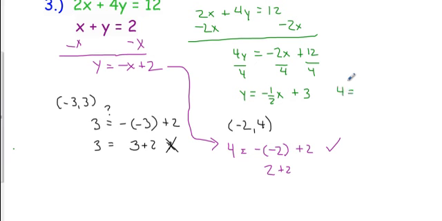Is that equal to negative 1/2 times negative 2 plus 3? Negative times a negative is a positive. 2 times a half is 1. So this is 1 plus 3. Is that equal to 4? And the answer is yes. Therefore, negative 2, 4 is my answer.